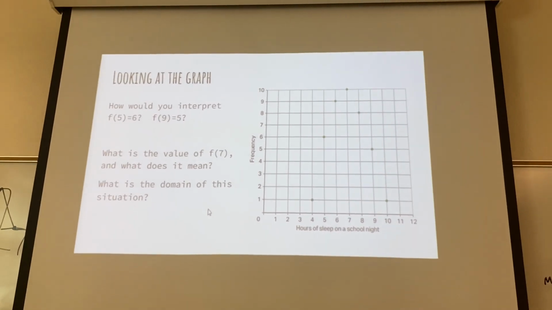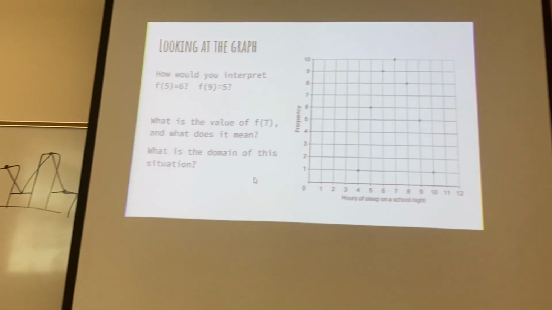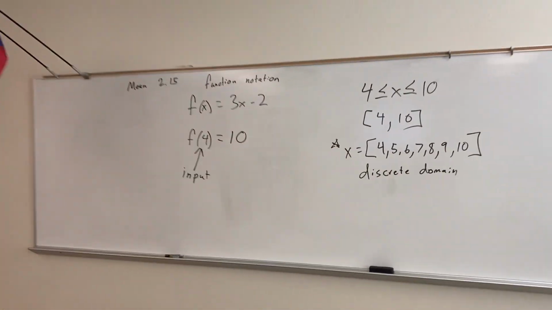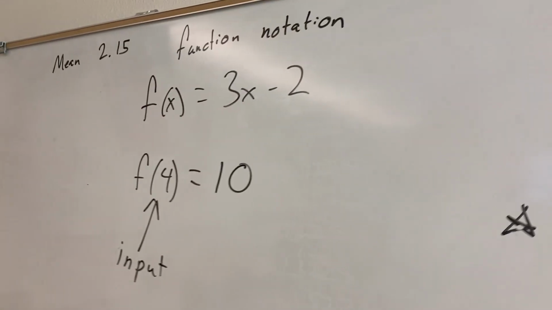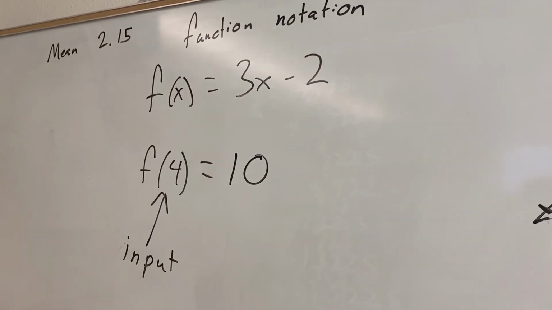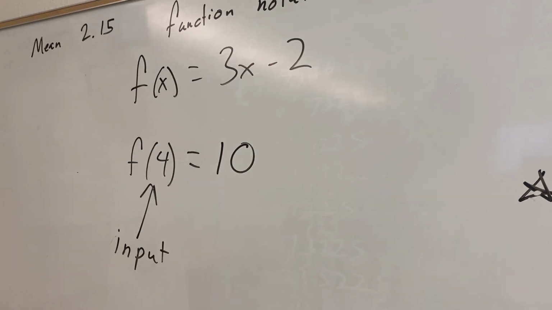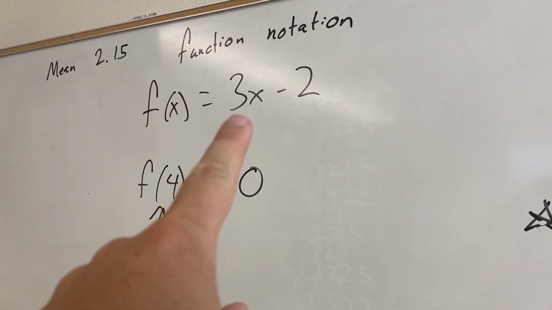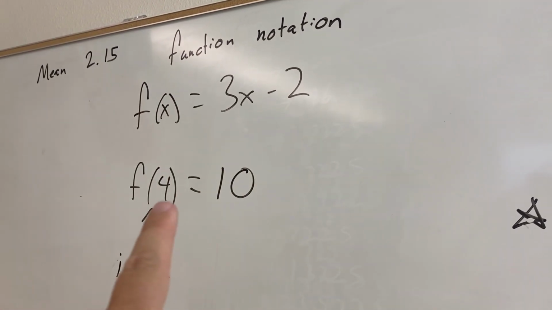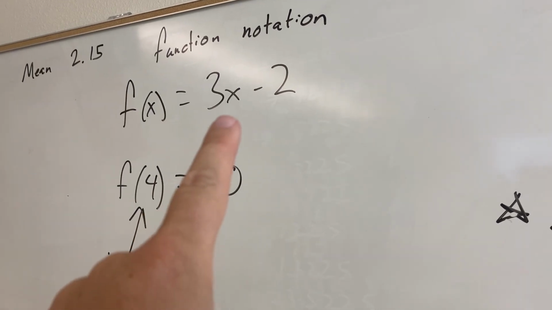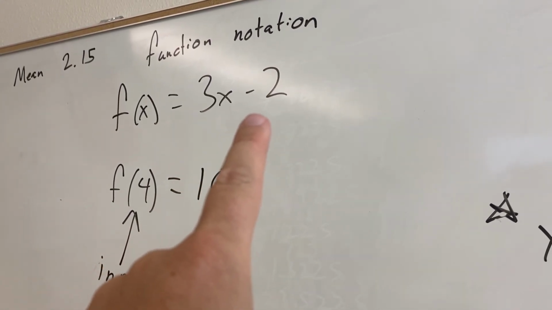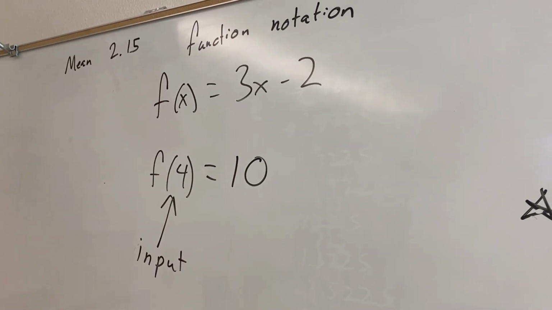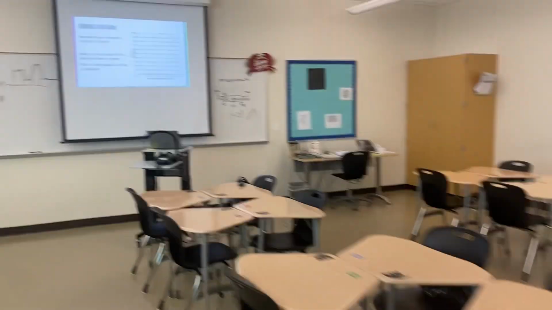Okay, so how would we interpret f of 5 equals 6, f of 9 equals 5? If you don't remember function notation, add this into your notes, this back here. If we have function notation, we have something like this: f of x equals 3x minus 2. So if we're going to find out what our input is, we take our input and we're going to multiply it by 3 and then subtract 2. So f of 4 would be our input. We input 4, 3 times 4 is 12. We subtract 2, we get 10. We put in 4, we get out 10. So that's our function notation.